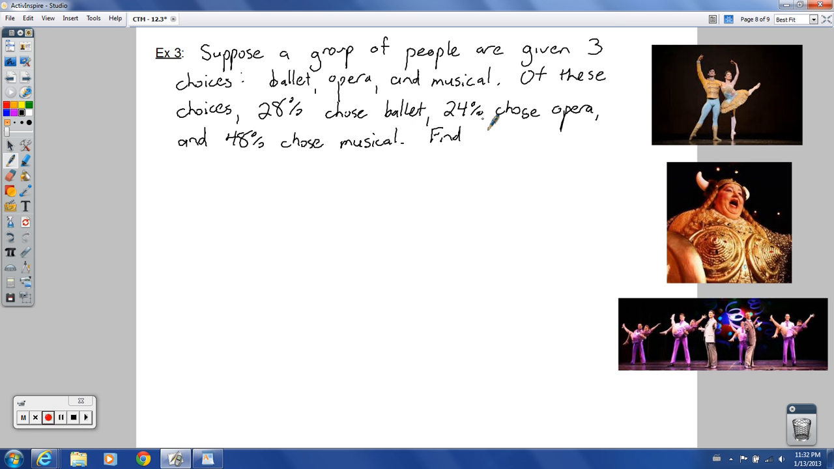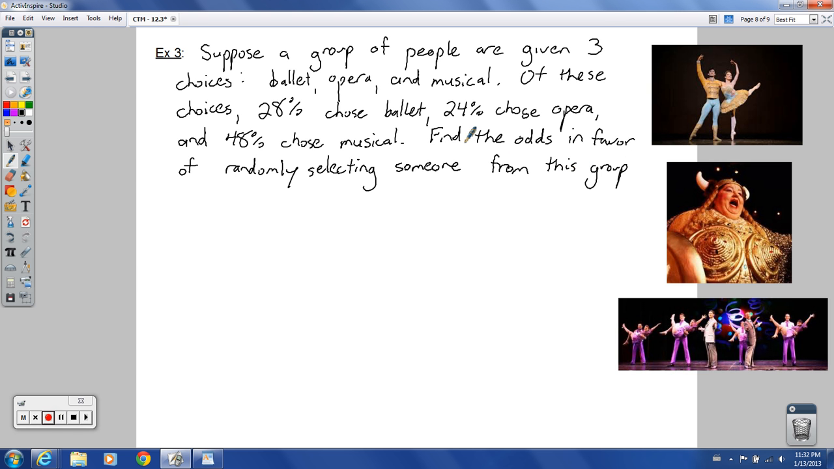And now find, this time, the odds in favor of. So instead of odds against, find the odds in favor of randomly selecting someone from this group that chose opera.